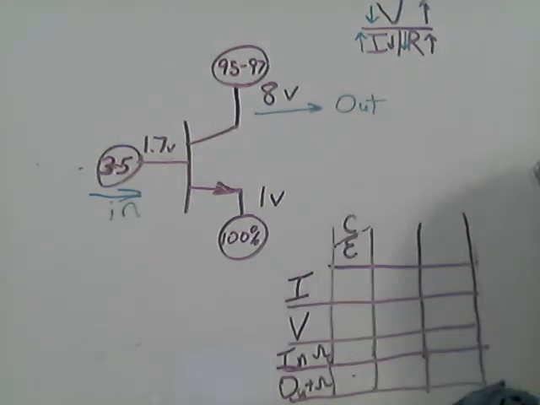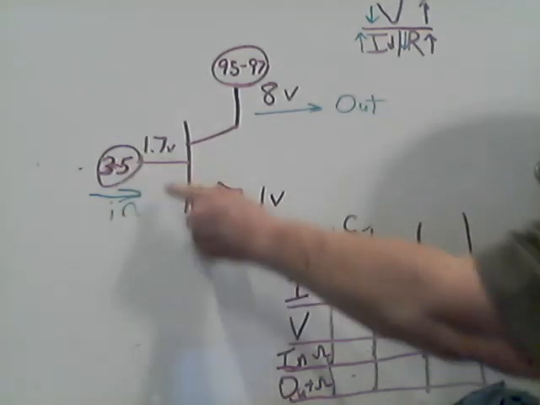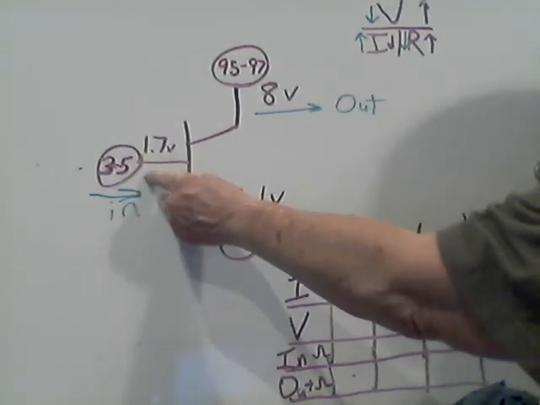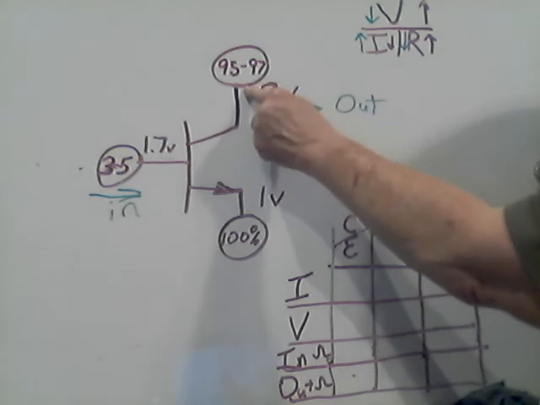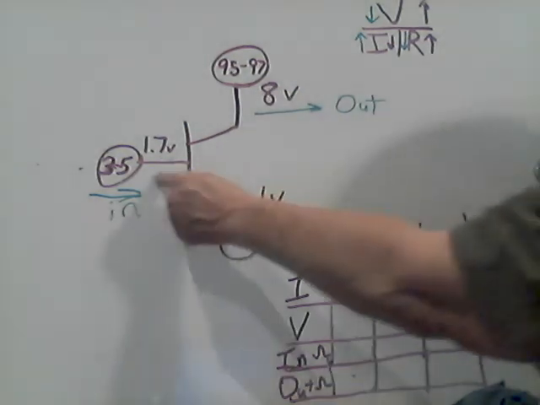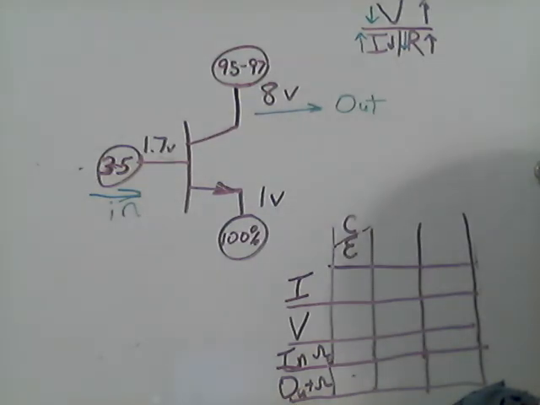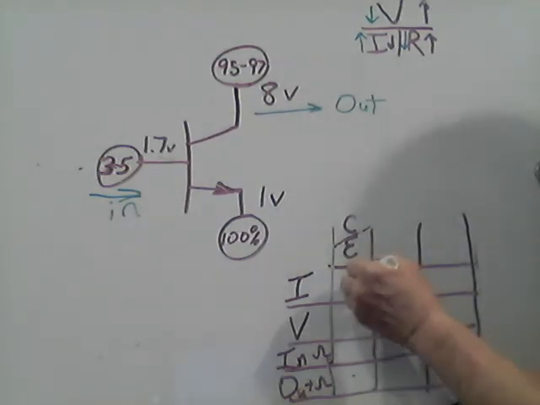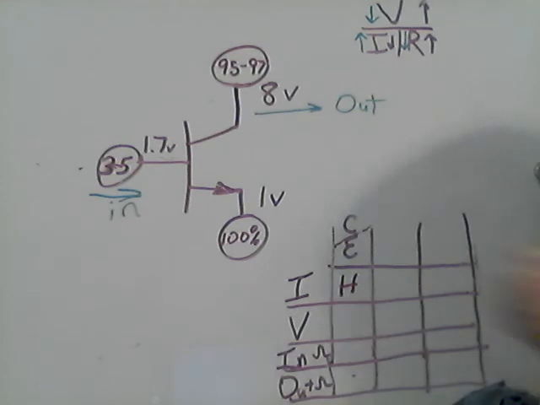So when I look at it, I look at the current. Okay, unique first. This is going from 3 to 5% to 95 to 97% of my current. So basically what it's saying is I'm going up in current. So I have a high current gain. So I'm just going to put the letter H here for high.